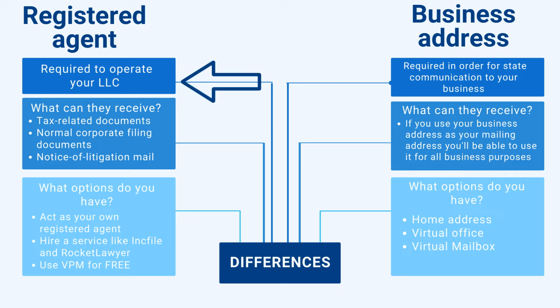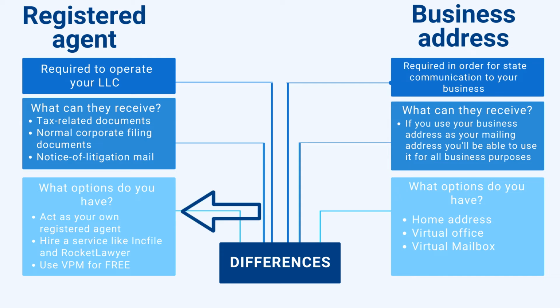Your registered agent is required to operate your LLC, whereas your business address is required in order for state communication to your business. What can they receive? Your registered agent can receive tax-related documents from the IRS, the Franchise Tax Board, and other government tax entities. Also, normal corporate filing documents such as reminders for filing the statement of information and other information sent by the Secretary of State. And lastly, notice of litigation mail: mail that initiates lawsuits, and legal documents when others want to formally contact you or send you notice. And for your business address, if you use it as your mailing address, you'll be able to use it for all business purposes such as invoices, bills, permits, licenses, etc.